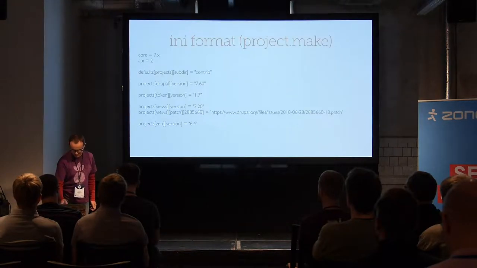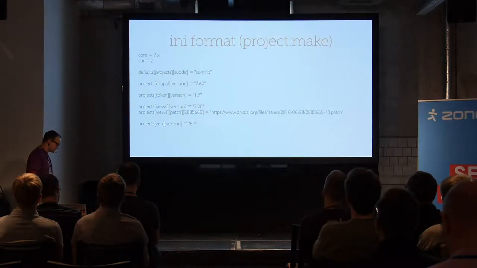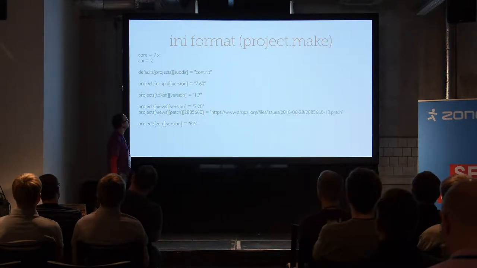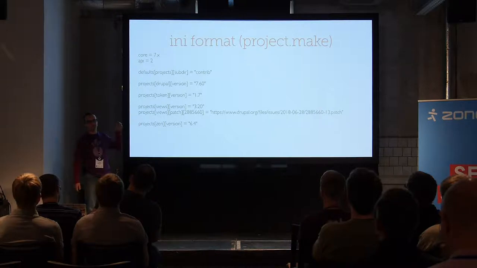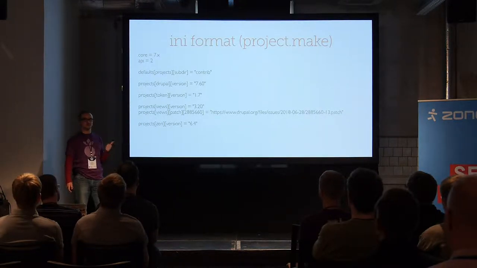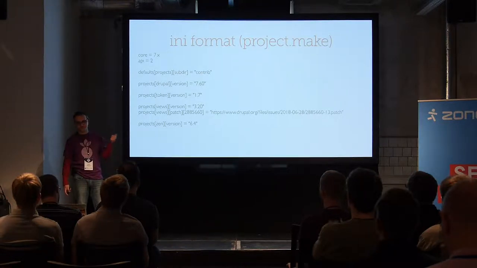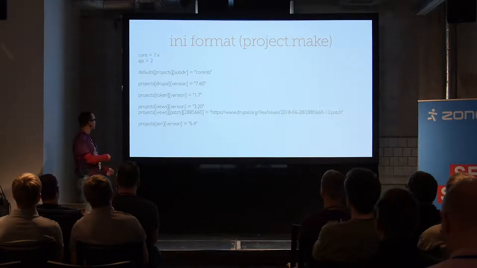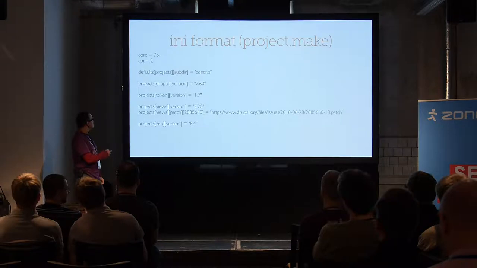So this is one of the makefiles. It's pretty easy to read. I've simplified it a lot. This is a makefile for a pretty simple site that only runs views. It only runs token. It's got the latest version of Drupal, and it's using the Zen base theme. So this is a theme. Very easy to also say, I want everything in contrib. This is the version that you can do. This is the token version, 1.7.